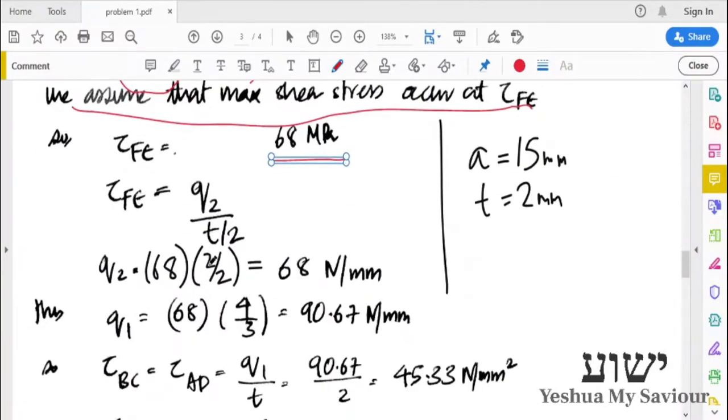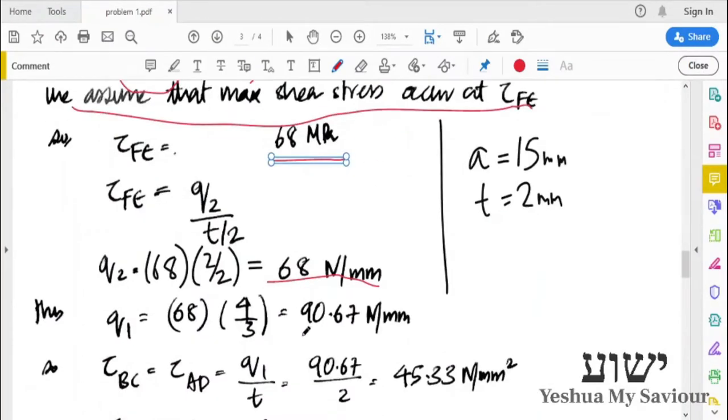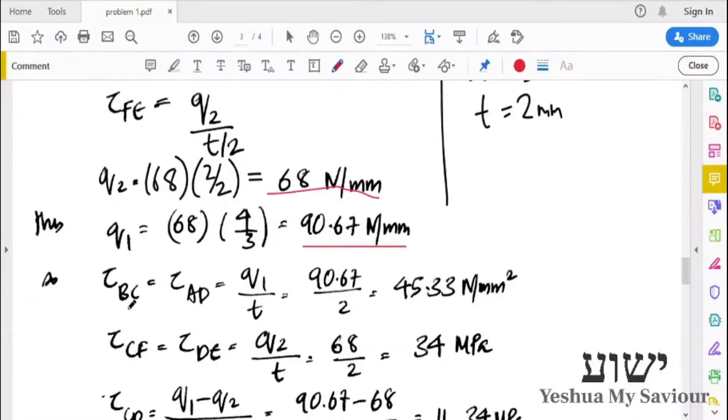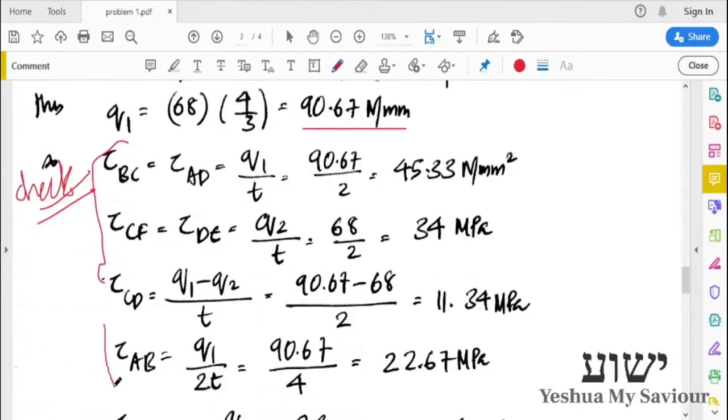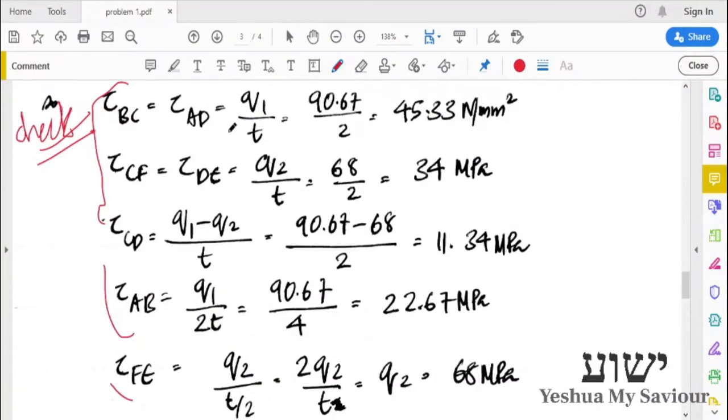So tau FE is equal to q2 by t by 2, as I'm working here. Substituting, as I know that t is equal to 2, we cancel out and get q2 is 60 newton per millimeter. And we know that q1 is equal to 4 by 3 q2. Substituting, we get q1 is 90.67 newton per millimeter. So we got this, now we check. We'll find out the stresses in each component, AB, CF, CD, BC, and FE. This is just basic substitution.